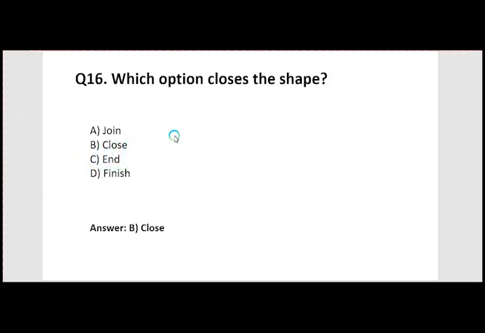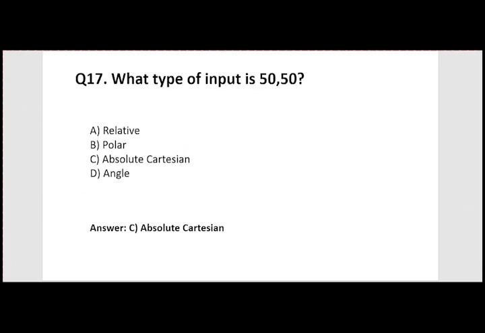Question number 16. Which option closes the shape? A. Join, B. Close, C. End, D. Finish. Answer is close. Question number 17. What type of input is 50,50? A. Relative, B. Polar, C. Absolute Cartesian, D. Angle. Answer is absolute Cartesian.